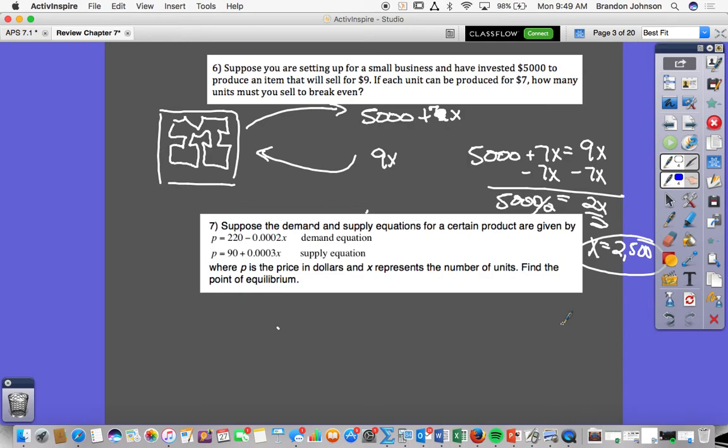So what would be the amount of money that would be the break-even point? We got the amount that I have to sell. What's the amount of money? We need to multiply that 2,500 times 9. Or you could multiply by 7 and add 5,000. Either way would work, but if I multiply by 9, what would we get? 22,500. Nice. $22,500. It just says how many units, then you'd only need this right here.